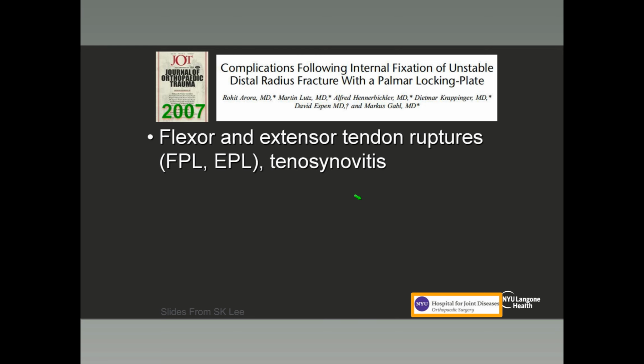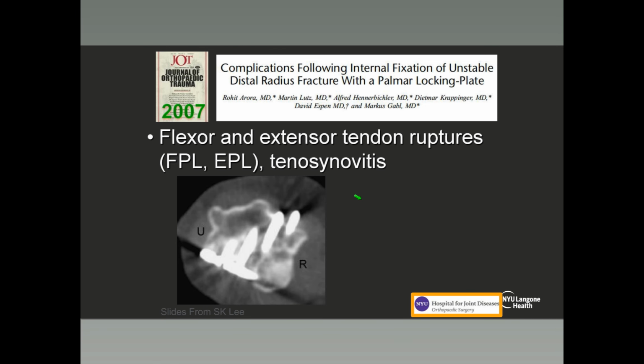All right, now, complications following internal fixation of unstable distal radius fractures with the palmar locking plate. This was a great article published in 2007 in JOT. It looked at flexor and extensor tendon ruptures. And you can certainly get FPL and EPL ruptures. You can also get tenosynovitis. Those are things to be wary of.